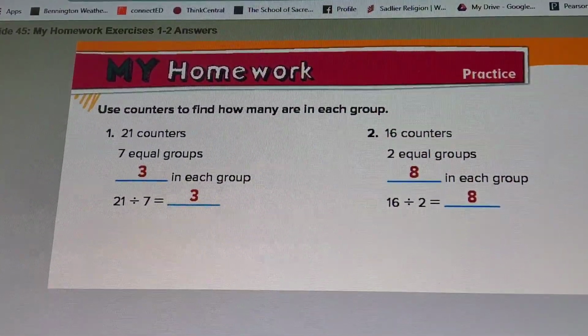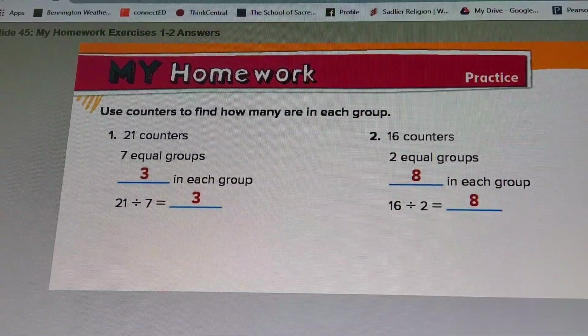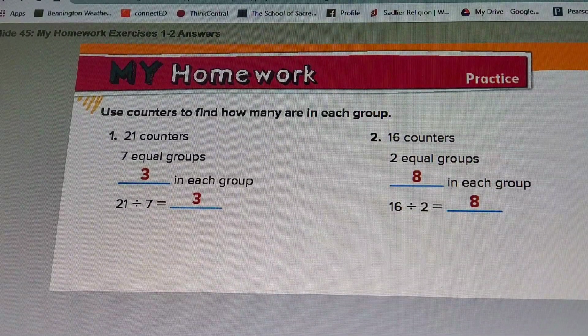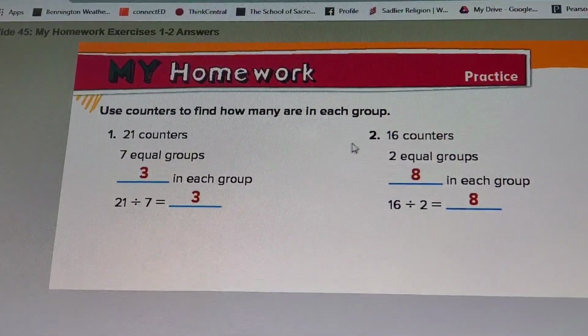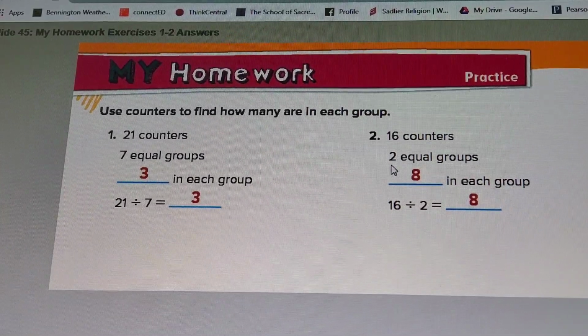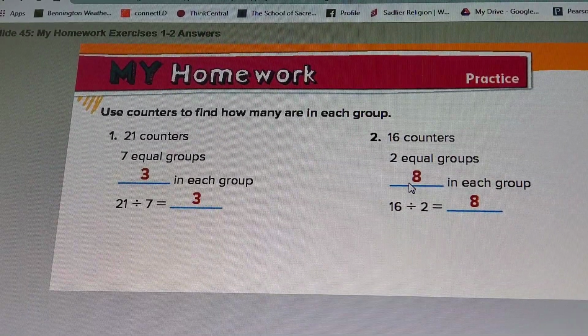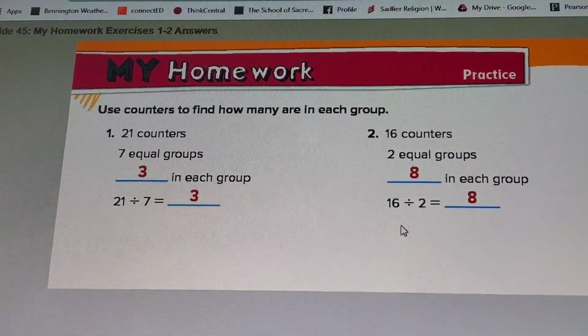So there'll be 3 in each group if you have 21 counters and you make 7 equal groups. So 21 divided by 7 equals 3. On number 2, there are 16 counters, 2 equal groups. So you'll have 8 in each group. 16 divided by 2 equals 8.